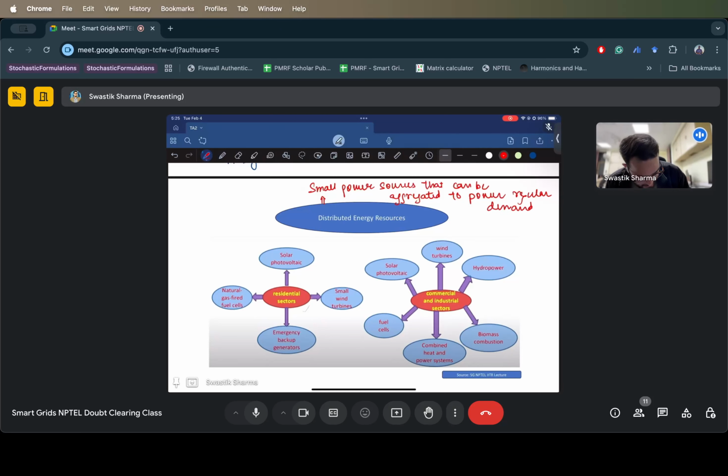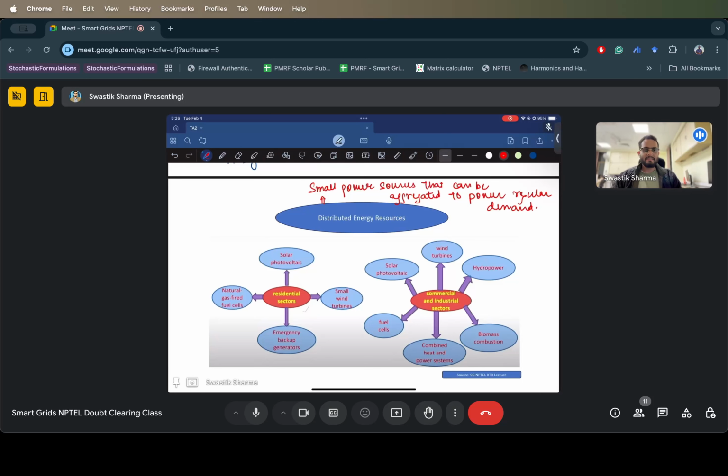So I used many keywords in this definition. I said small power sources, then I said aggregated, then I said the regular demand. What do I mean by these, right? So these are small enough that they cannot alone, if it's the singular, one DER, power your regular demand. I mean, let's say you have solar photovoltaic at your rooftop, but that cannot power the whole demand of your household, right? So these are small power systems that can be aggregated.